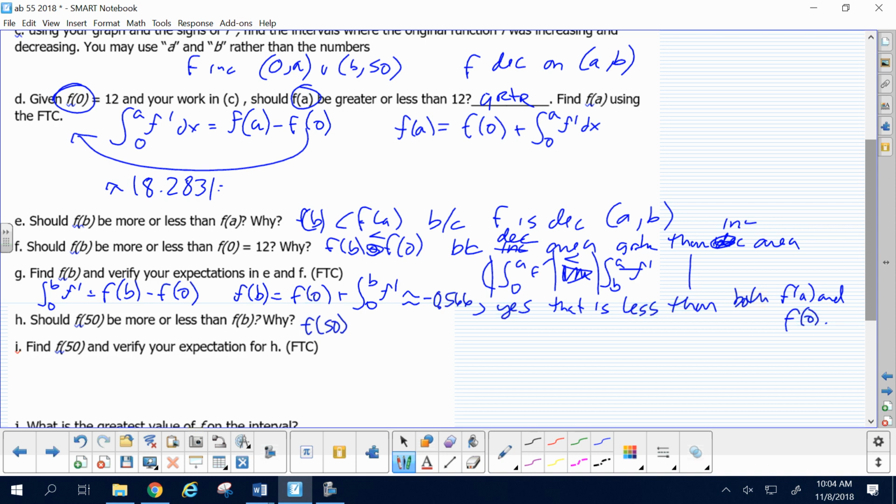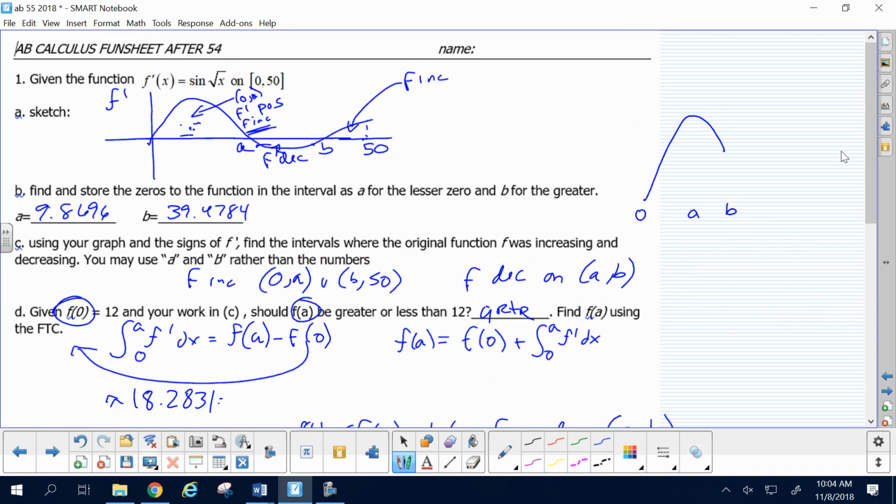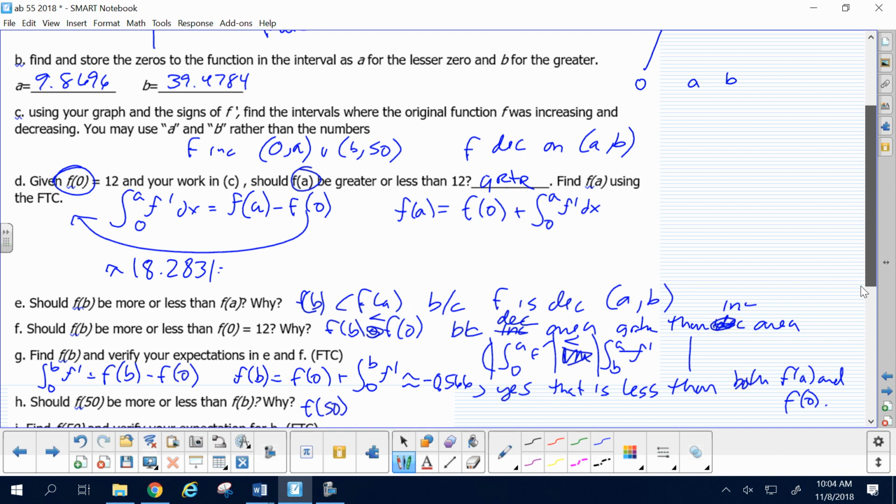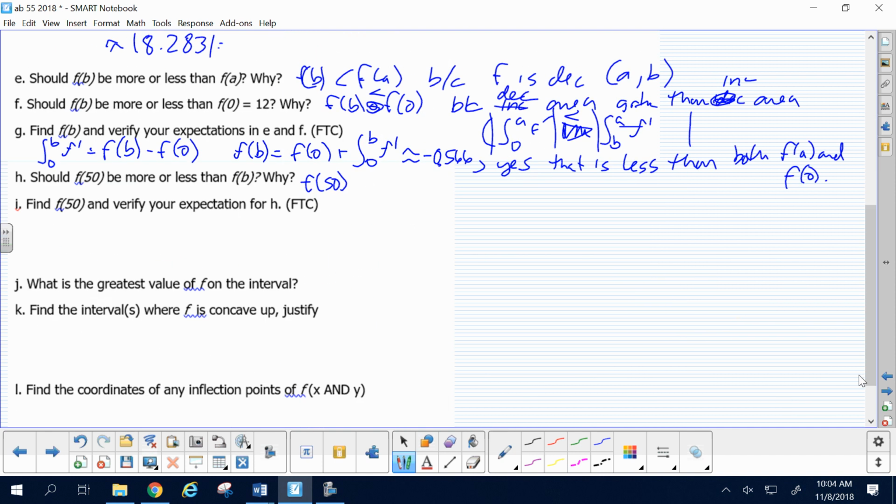What about f at 50? Will f at 50 be more or less than f at b? Well, it's increasing from b to 50, so f at 50 should be greater. I'll say f at 50 is greater than f at b because f prime on b to 50 is positive, or f is increasing. Find f at 50. F at 50, I said, was f at 0 plus the change from 0 to 50.